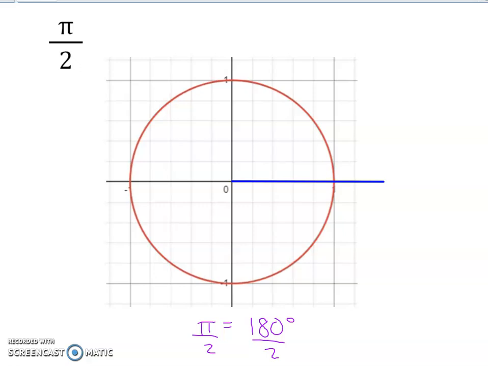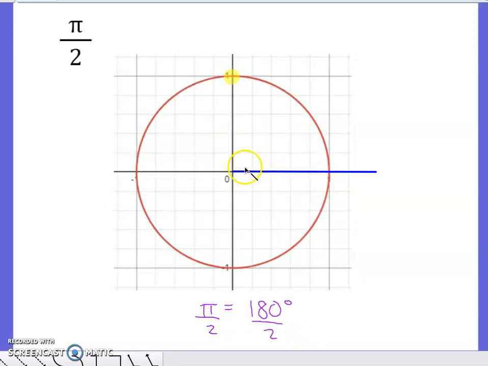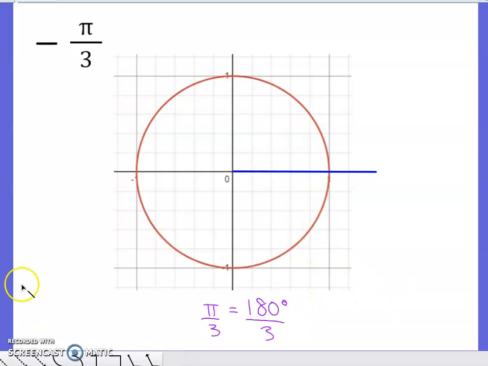So I already have the initial side of my angle plotted. That'll be the positive x-axis. And if I'm plotting a positive angle, I'm going to open upward through the first quadrant. Well, 90 degrees would mean I'm going through this location right here. So my terminal side for this angle would end up looking something like that. So pi over 2, we've now plotted that in standard position on the unit circle.